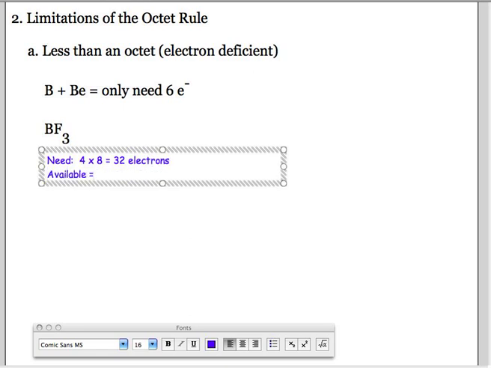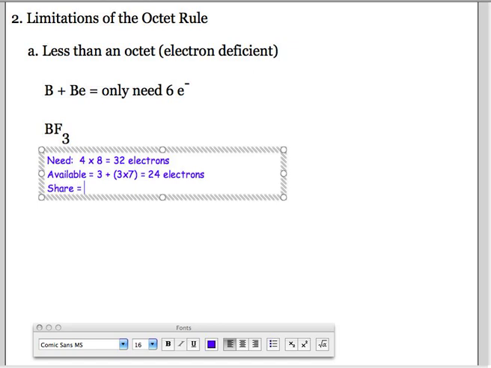available. If you look boron up, he's in the third tall column over, which means he has 3 valence electrons. And we have 3 fluorines. They're halogens, so that's 7 electrons each. So we have 24 electrons. And that means that we are going to share 8, which means that we need 4 bonds.